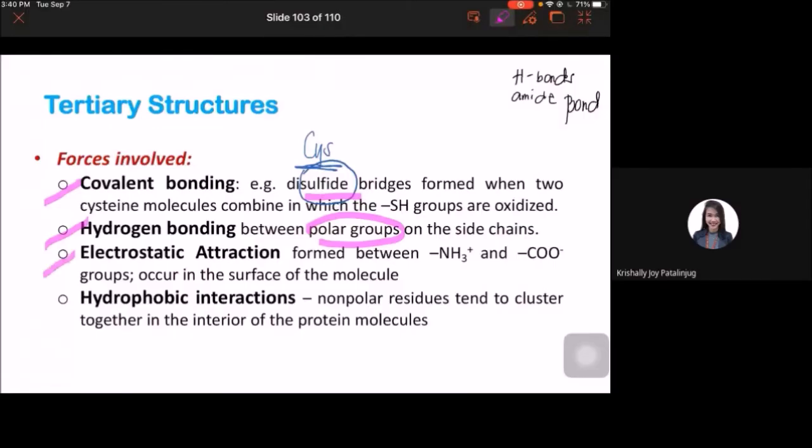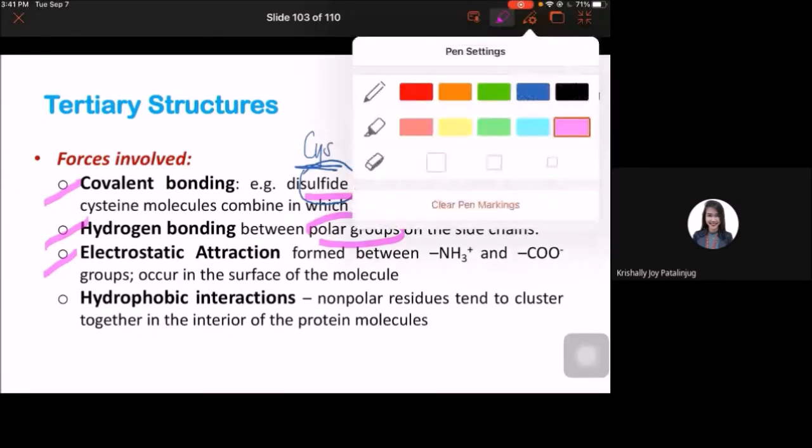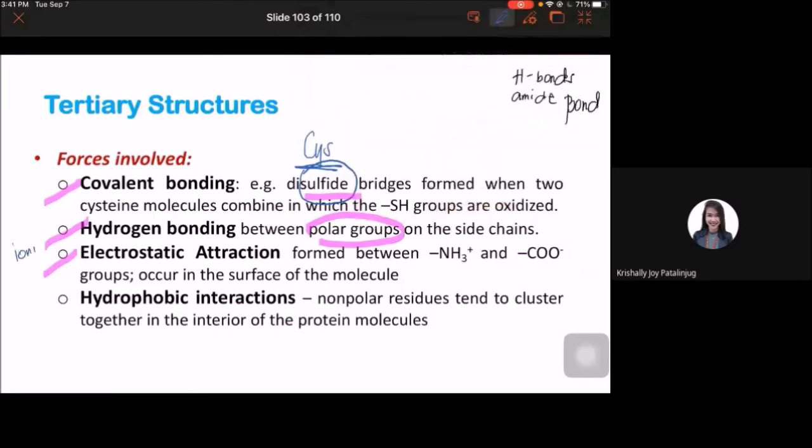Then another force of attraction is electrostatic attraction. Electrostatic attraction is synonymous with ionic attraction. Meaning you have attraction between different ions, positive and negative ions. So you have a positive pole and a negative pole. Most probably, you have there a protonated amino group. A protonated amino group is usually from the basic amino acids, right?